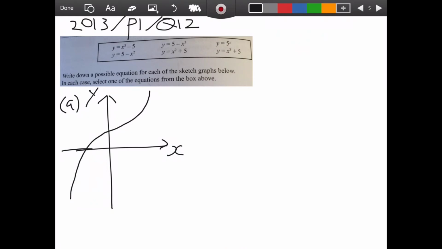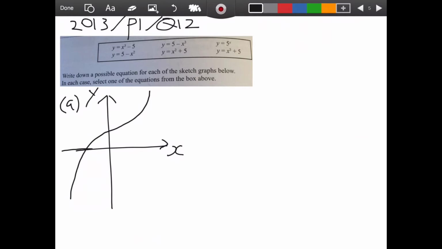Okay, so the next question we're going to solve is the year 2013, paper 1, question 12, right? The question says, write down a possible equation for each of the sketch graphs below. In each case, select one of the equations from the box above. The question gives us many equations, and asks us to match the sketch graph with one of the equations in the box.